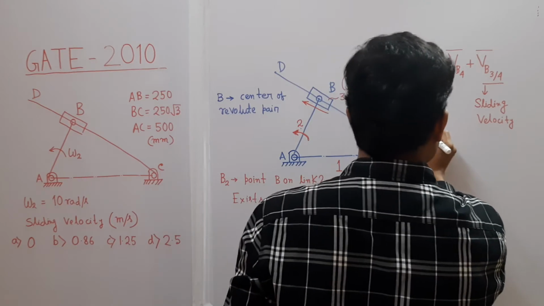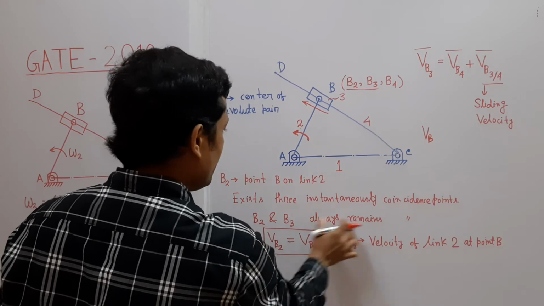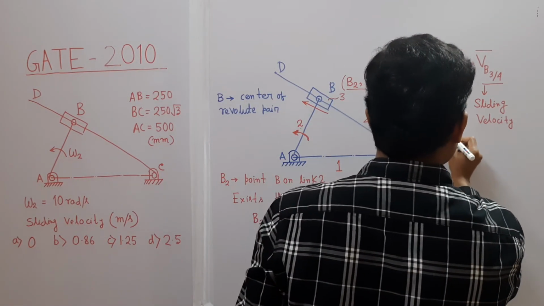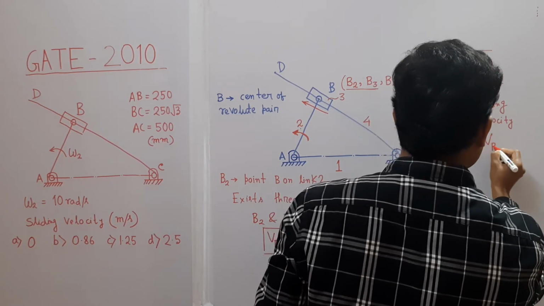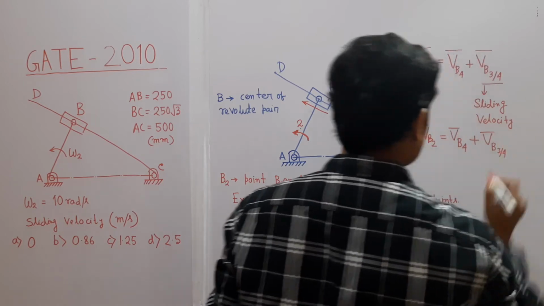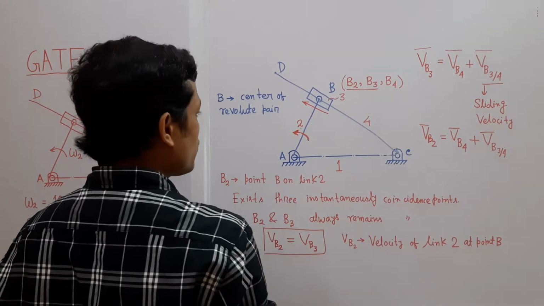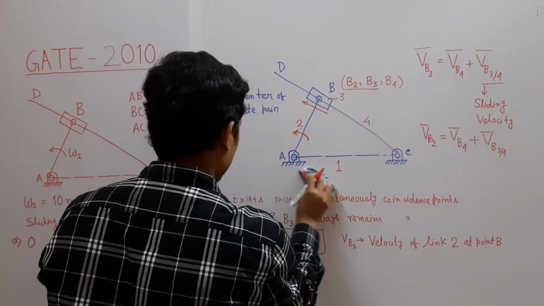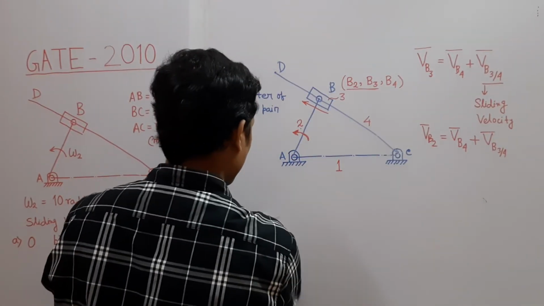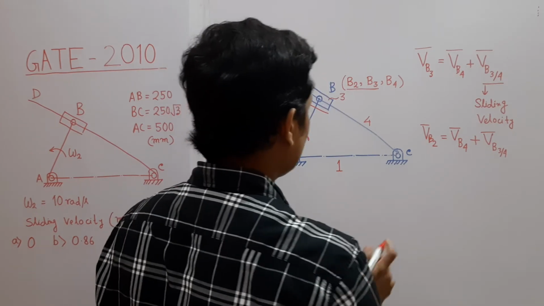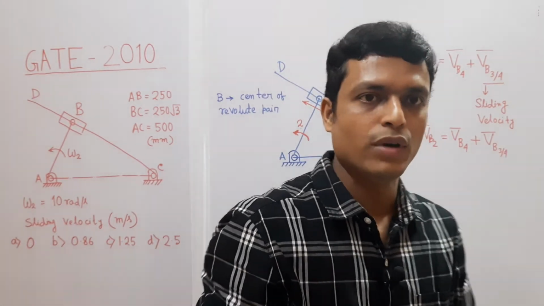Now, V3 you can write as V2, because V3 and V2 always remain coincident. So V2 is V4 plus V3/4. Now, let me examine what the different components are. Let me erase this first. So, what is V2? V2 is the velocity of link 2 at point B.